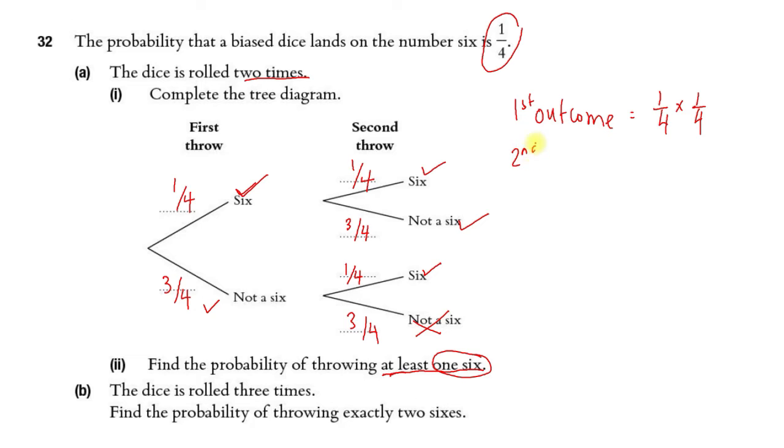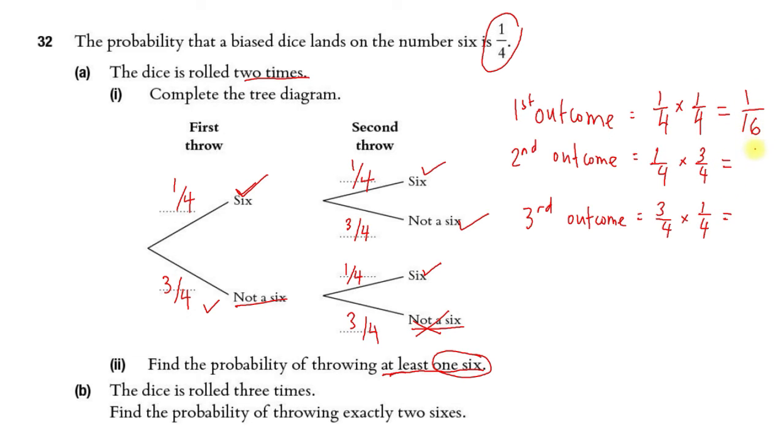The second outcome that fits the criteria is getting 6 in the first throw, but not getting a 6 in the second throw. So 1/4 times 3/4. The third possible outcome is getting a 6 in your second throw. Okay, so you didn't get a 6 in the first throw, but you get a 6 in the second throw. Let's multiply. This is 1/16. This is 3/16. This is 3/16. Add them all up. You get 7/16.